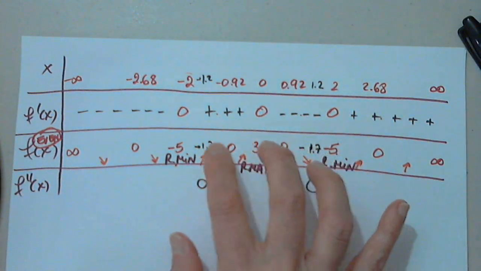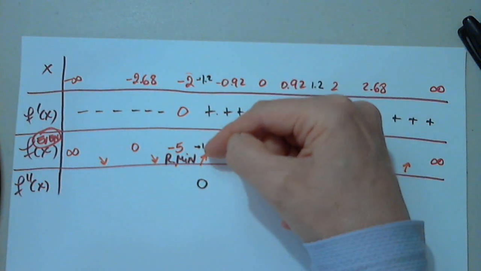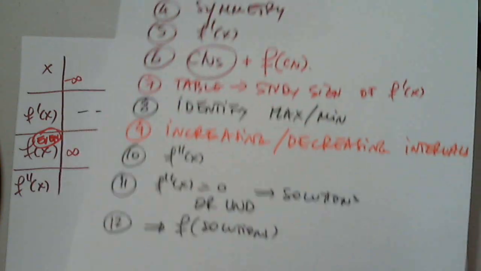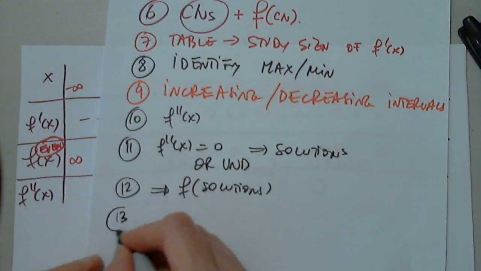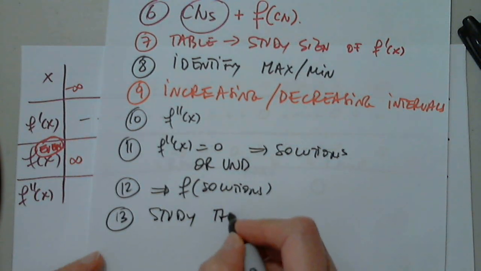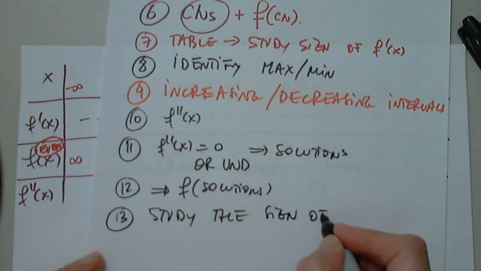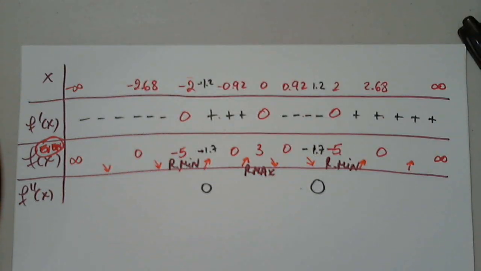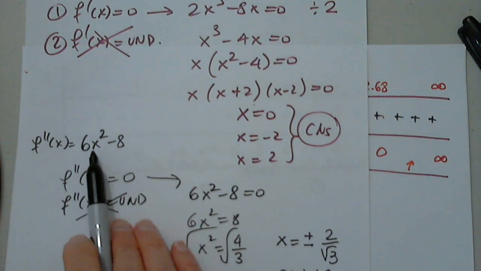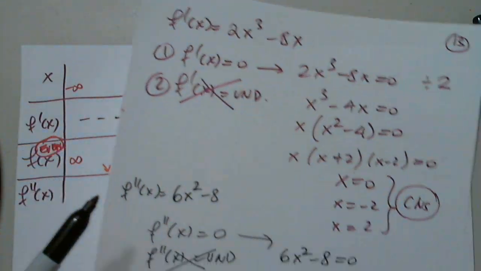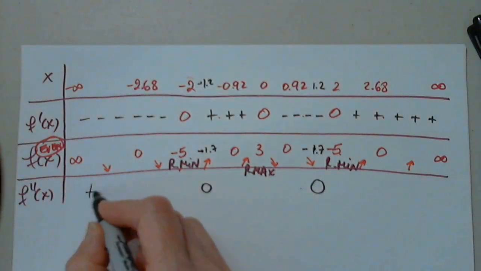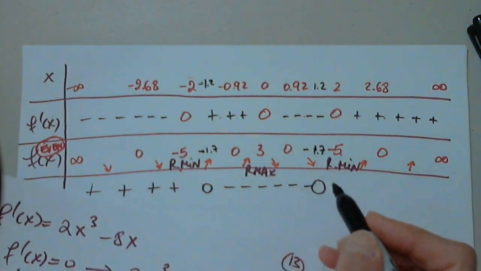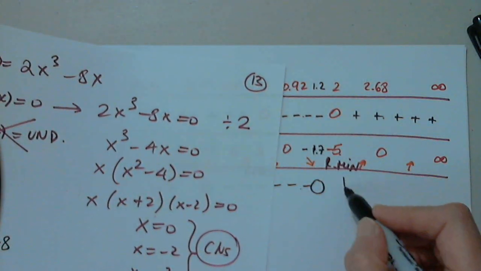Now, what these two points represent, negative 1.2, negative 1.7, and 1.2, negative 1.7. So number 13 on the list, study the sign of the second derivative now. That's easy because 6x squared minus 8, when I plug in negative 10, this will be a positive number. When I plug in 0, this will be a negative number. And when I plug in 10, it will be a positive number again.